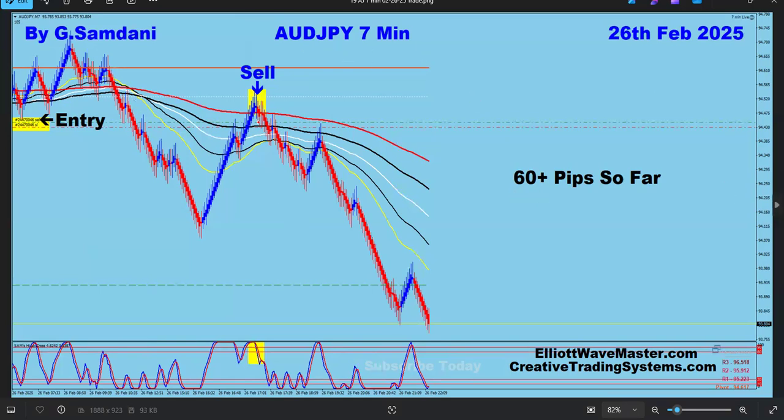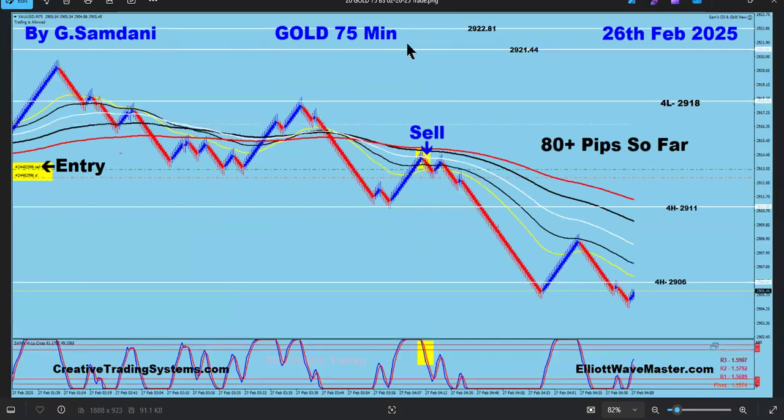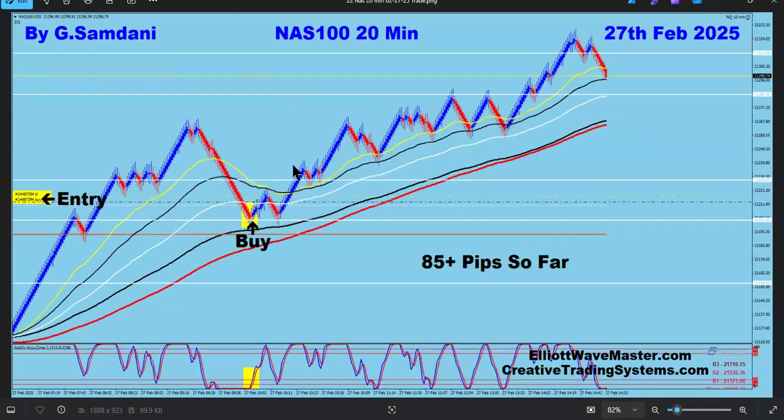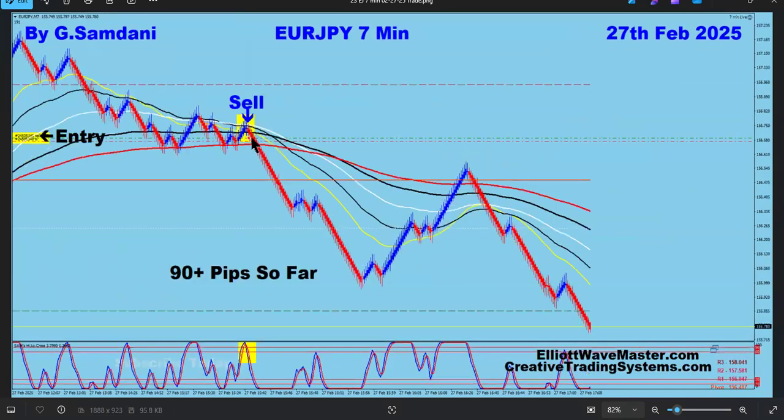So Aussie Yen 60 pips to the downside, and here gold on the 75 box size. That's not minutes, but box size. Sell order is right there. Beautiful entry for 80 pips to the downside. Another one you will see is gold from the 150 box size. That was a small one that we just saw, and this is from 150. It's 140 pips to the downside. This thing went down big time, right? On the 27th, you can see Nasdaq going to the upside for 85 points. Euro Yen to the downside for 90 pips. Sell orders right there. This is on the 27th.